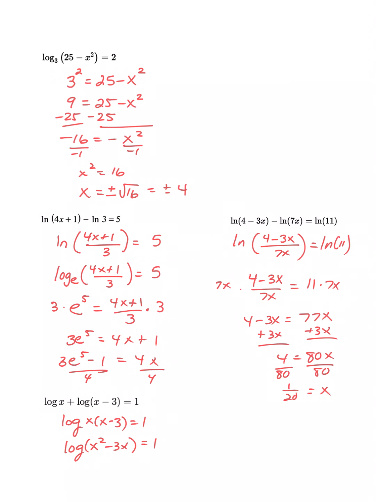In this case, I don't have a log on both sides of the equation, so I need to go ahead and change this over into an exponential function. The base is 10, the exponent is a 1, and the answer is x squared minus 3x.